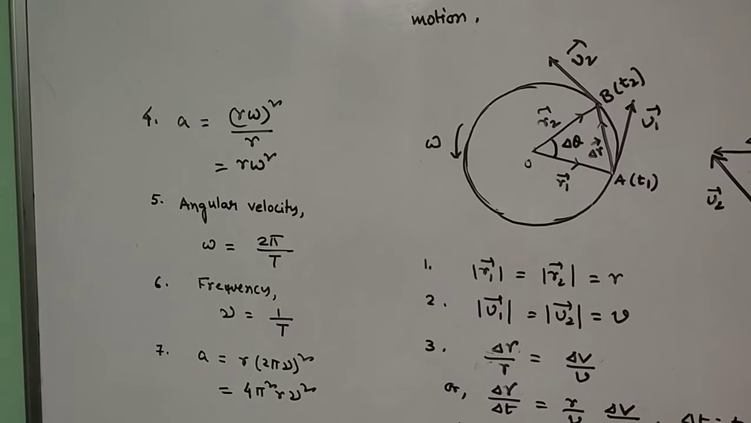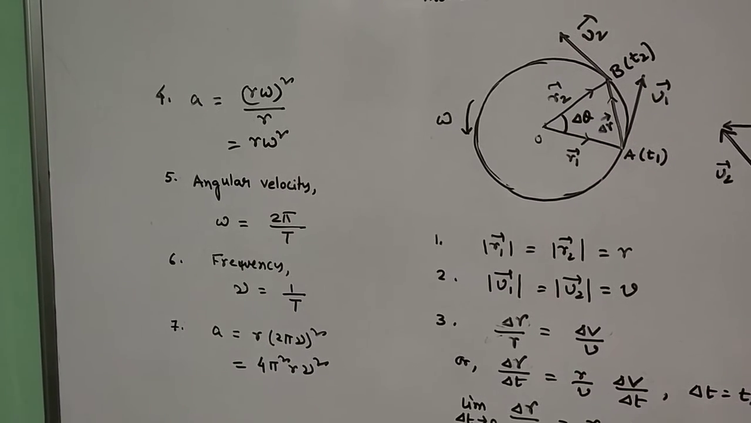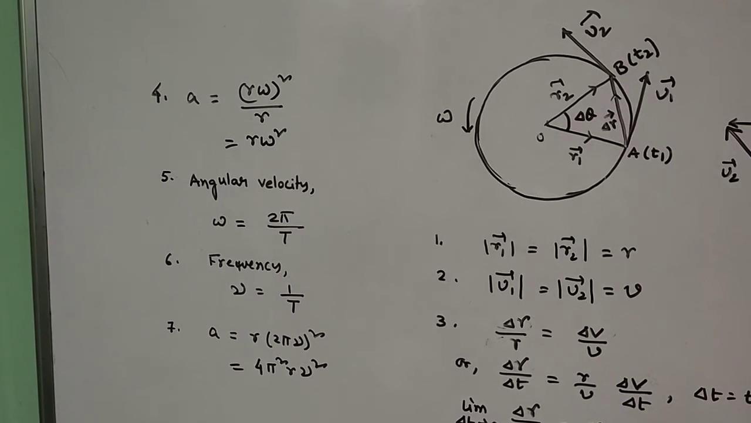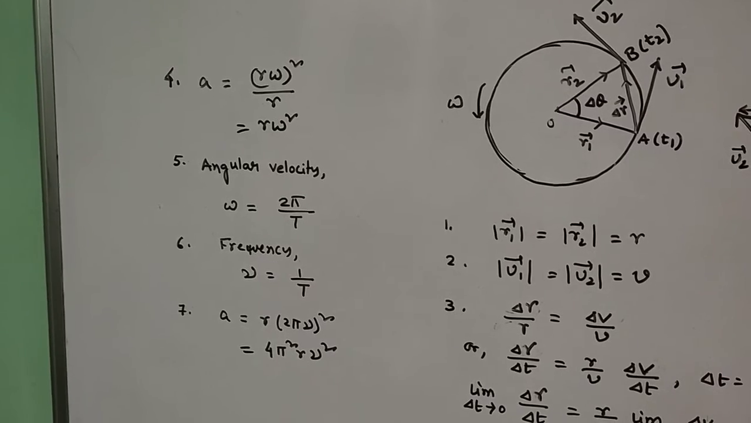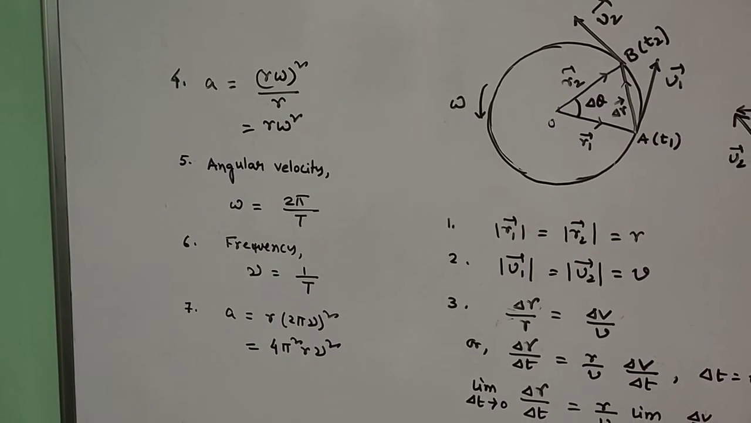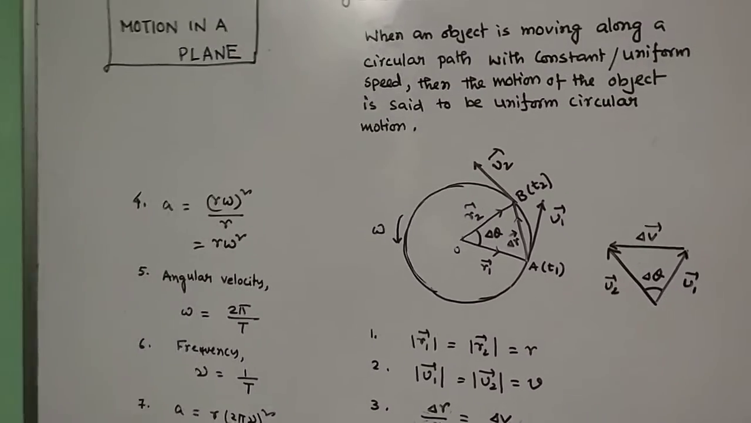And the frequency part you already know, nu equals 1 by T. So if you use this relation, omega comes out to be 2 pi nu. So a equals R times 2 pi nu whole square. So it comes out 4 pi square R nu square. So these are very important relations.